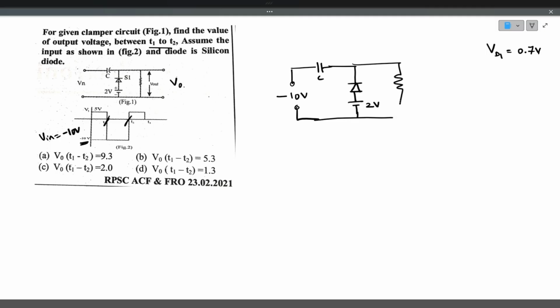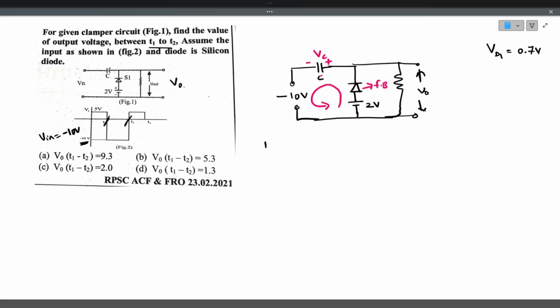So, this is the circuit for which we need to find out the output voltage. In this case, if you observe, the diode is forward biased and current flows in the circuit in this direction. When the current is flowing in this direction, the capacitor charges to the value Vc.